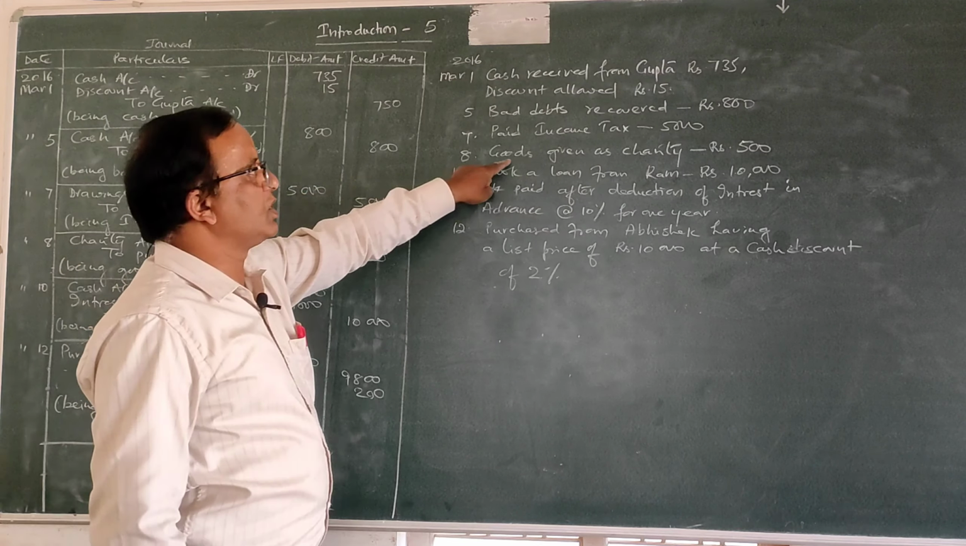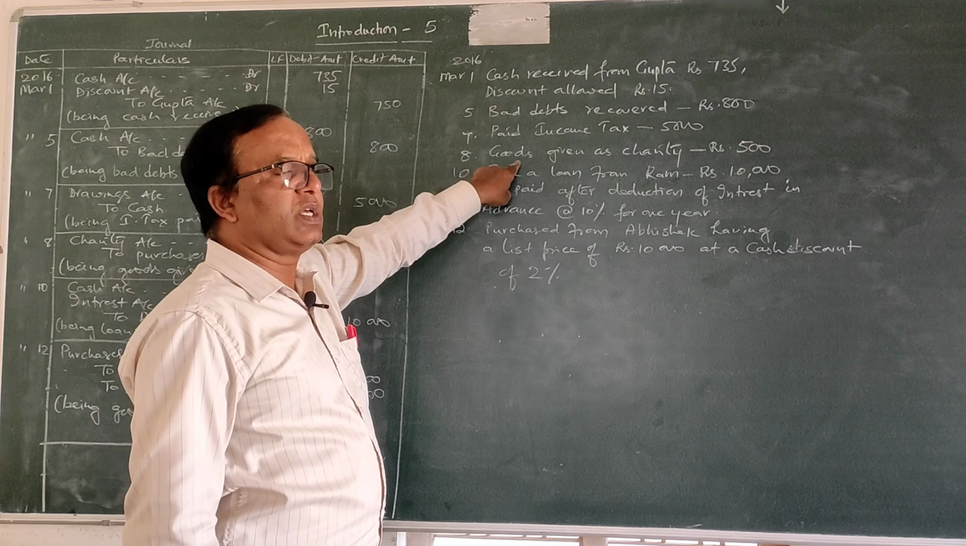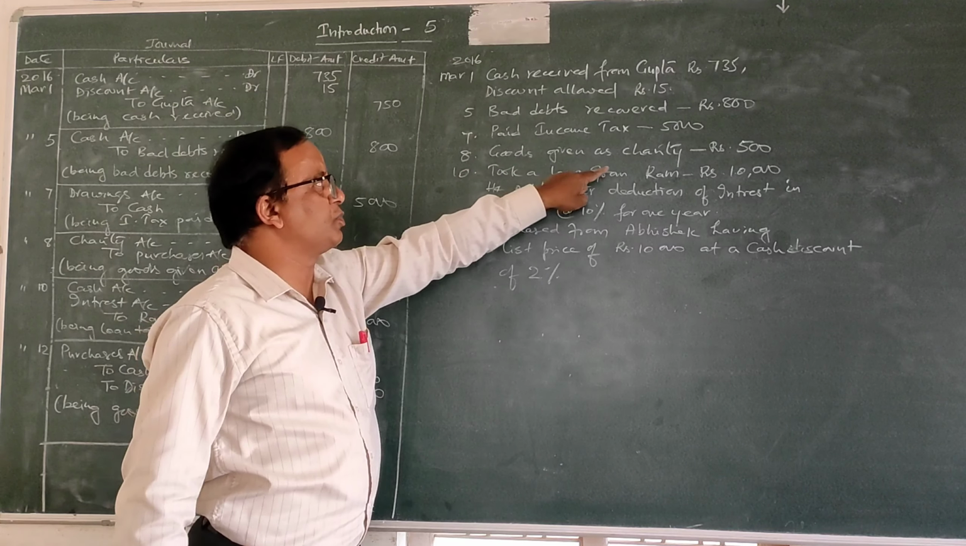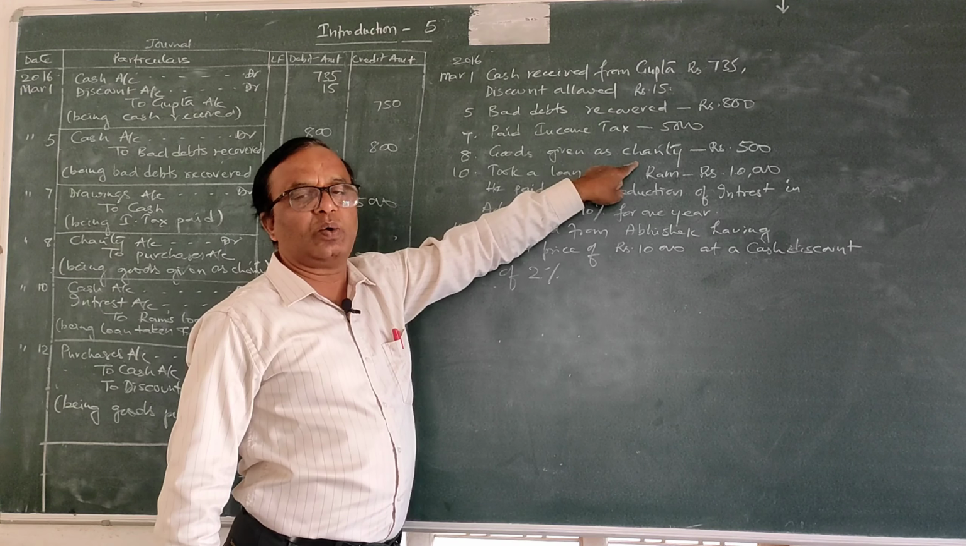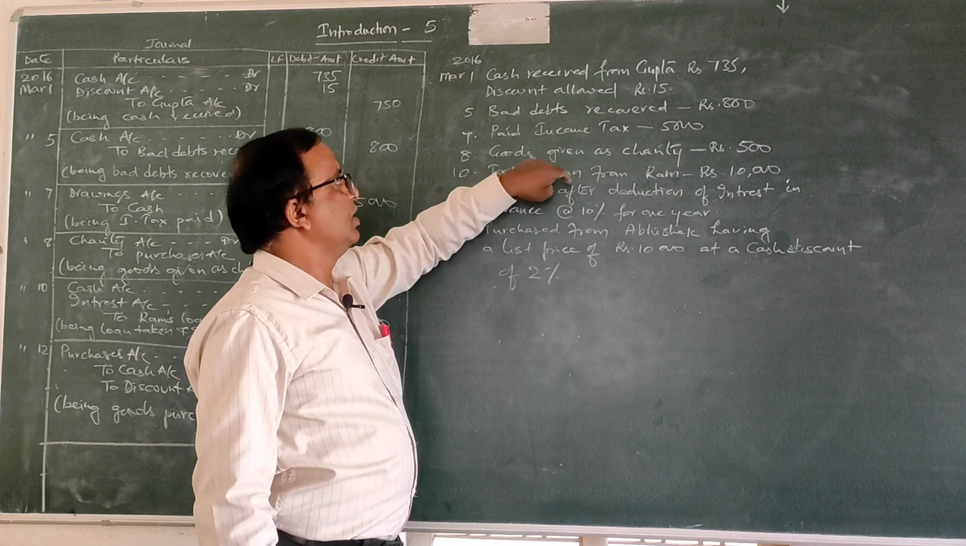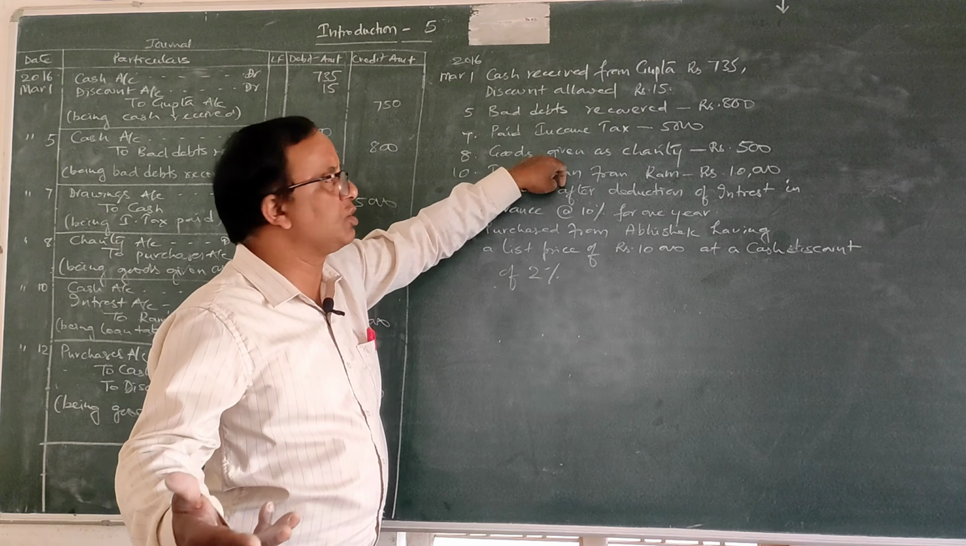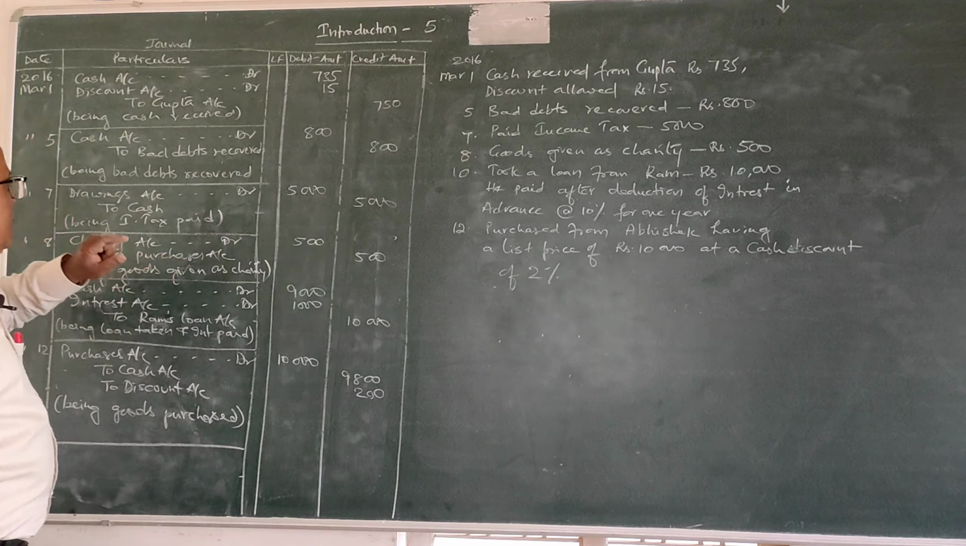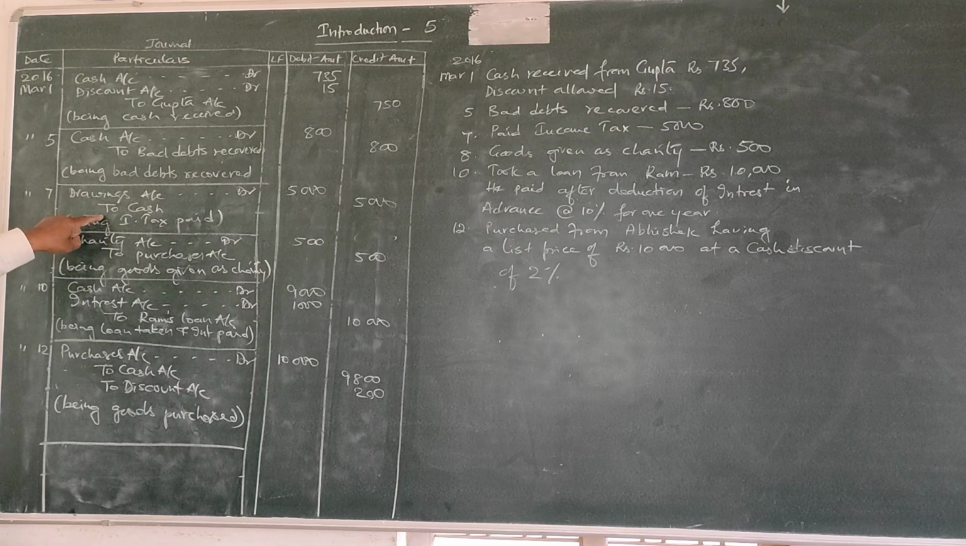Next again, goods given as charity. When goods are given as charity here, charity is an expense to the business. Nominal account, we are going to debit it. Then you have given goods as such, so purchase account has to be credited. So your entry will be drawings account debit to cash account.